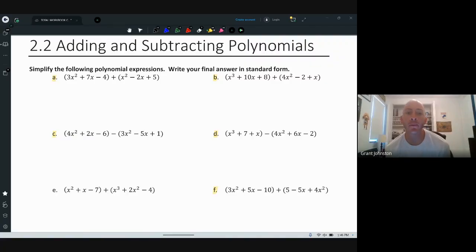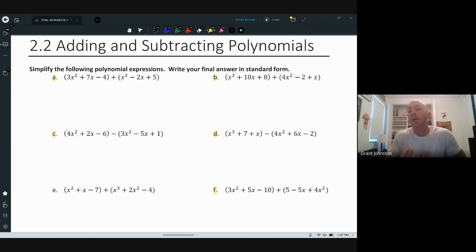Adding and subtracting polynomials. It says simplify the following polynomial expressions. Write your final answer in standard form. So A and B are both addition. We're going to find the sum of these two polynomials. For A, we have 3x squared plus 7x minus 4 plus x squared minus 2x plus 5.